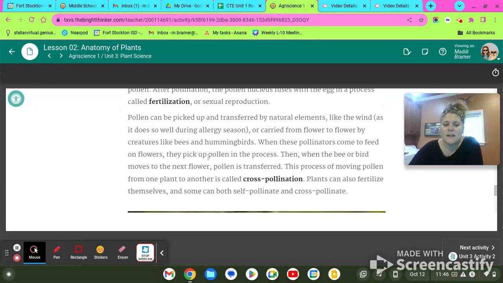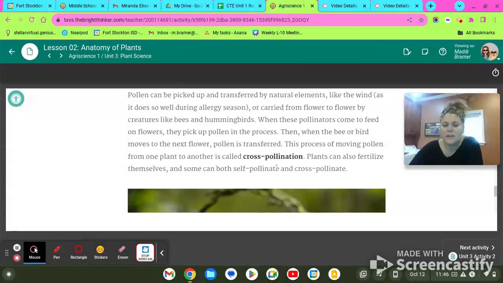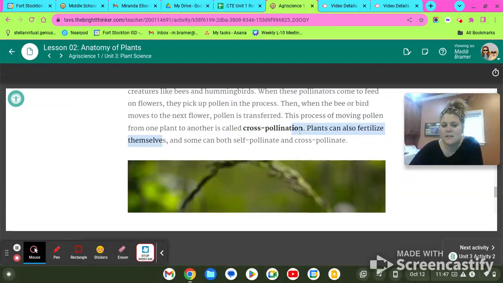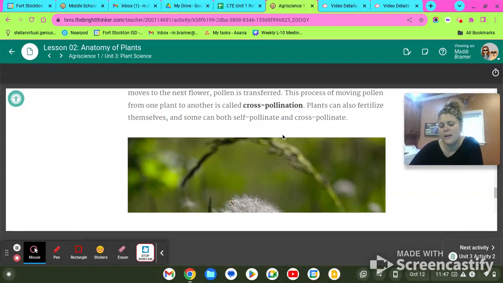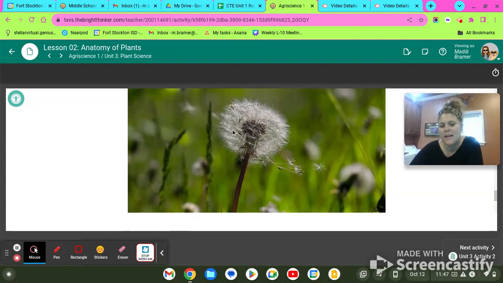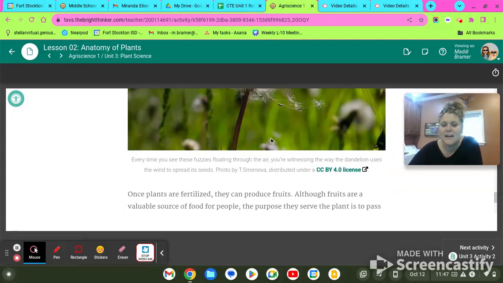Pollen can be picked up and carried whenever it's really high and windy. That's whenever it makes my nose itch. Moving pollen from one plant to another is cross-pollination. Plants can fertilize themselves, and some can self-pollinate and cross-pollinate. So again, it's all dependent. This is a really good picture of pollination. This is a dandelion. You've probably seen this, and when you were little, you took it and blew off those little pieces. Those are actually seeds. So you are helping pollinate those dandelions when you do that.